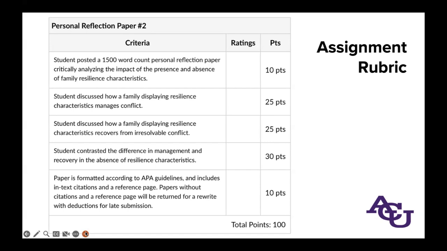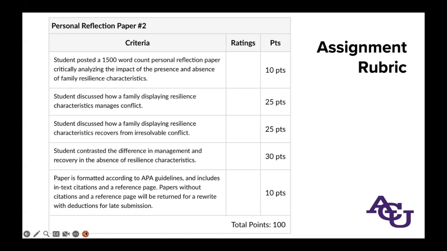And then finally, 10 points. Paper is formatted according to APA guidelines, including correct in-text citations and a reference page. And if you turn it in and you don't have citations and a reference page, it's going to be sent back with the notice to rewrite with deductions for late submission. So get it right the first time in terms of the in-text citations and the reference page.